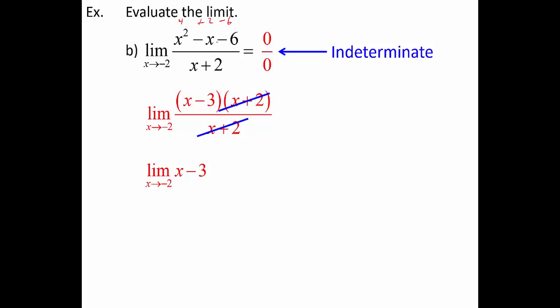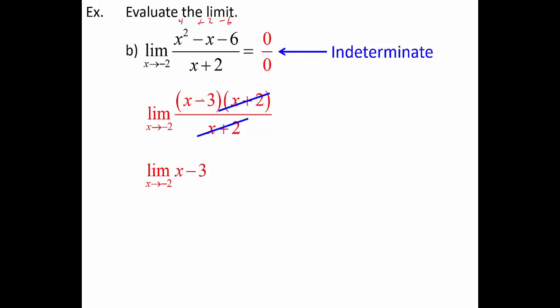The top has to factor into x plus 2 times something in order to get 0 on the top, because the only way I'm getting 0 when I plug in negative 2 is by plugging it into the factor x plus 2. So I know one of the factors is x plus 2. It's just a matter of figuring out what the other factor is, in this case x minus 3.